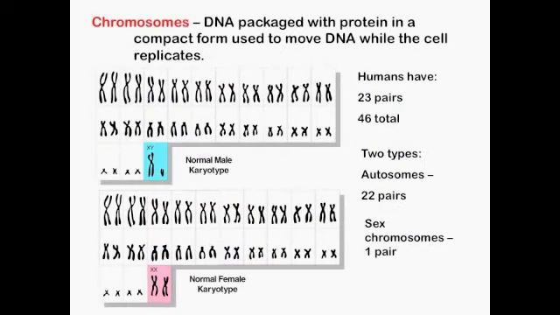Okay, chromosomes. We always hear chromosomes when we talk about DNA, but really chromosomes are about half DNA, half protein, and they're compacted. The only time you see chromosomes is when the cell's dividing. Humans have 23 pairs or 46 total chromosomes. There's two types, autosomes, which are the same in both sexes. There's 22 pairs of those, and there are sex chromosomes, of which there is one pair, XX in females, XY in males.